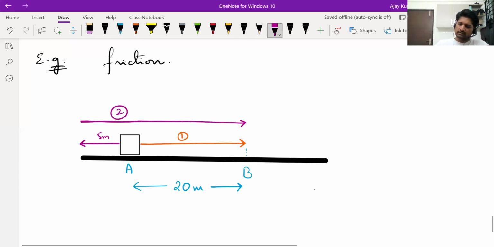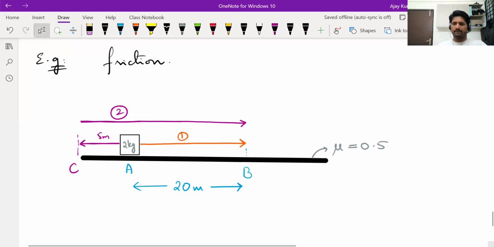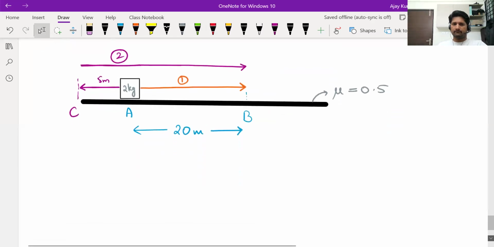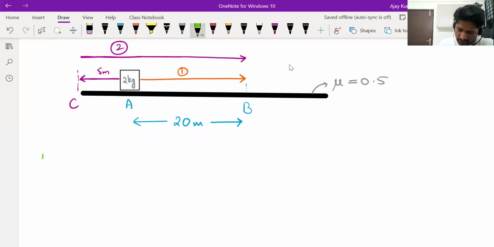Okay, let's call this extra position as C. Fine. Let's consider some mass. Assume the mass of the block is 2 kg and coefficient of friction, let's say, is 0.5. Simple calculation. And the block is being dragged by horizontal forces. Vertically, we are not disturbing. So if there is no additional vertical force, can one of you tell me how much normal force will be acting on this block? 20 newtons. Weight will be balanced by normal force. So normal force is 20 newtons.